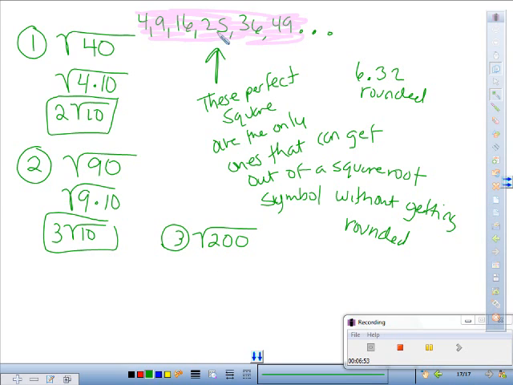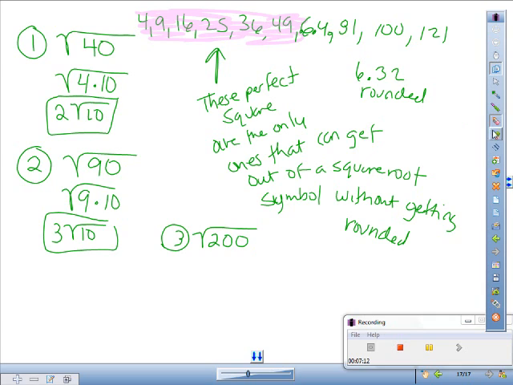Look at your perfect squares, which I did not keep going. So 49, you should have more on your paper. 49, that was 7. There's my 8. There's my 9. There's my 10. There's my 11. There. You can list more of them. I had some of them listed. So which one of these will go into 200 evenly?